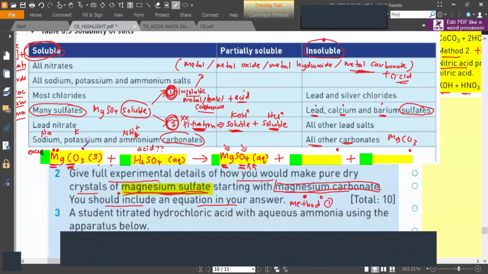Okay, so we have magnesium carbonate plus sulfuric acid produce magnesium sulfate. How about the other 2 products? One. Okay, 1 magnesium carbonate, correct? Sulfuric acid? One. Yes. Okay, magnesium sulfate. One. Okay, what are the other 2 products and how many moles?